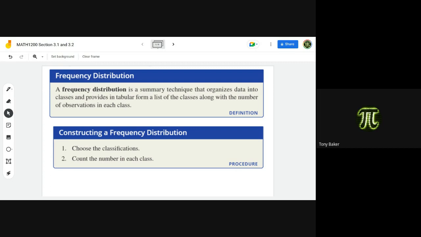So the first thing we're going to look at is what's known as a frequency distribution. A frequency distribution is basically a chart that organizes data into classes. Those classes can be anything. So remember, we had two different types of data. We have quantitative and qualitative. A frequency distribution can be done with either one of those, because you can literally have hair color and then how many of red, green, blue, black, brown, whatever, listed next to it. That would be a frequency distribution. So to construct it, you just choose your classifications and count how many are in each one of those classes. So it's pretty straightforward and simple to do.